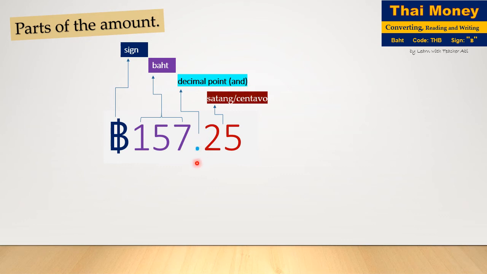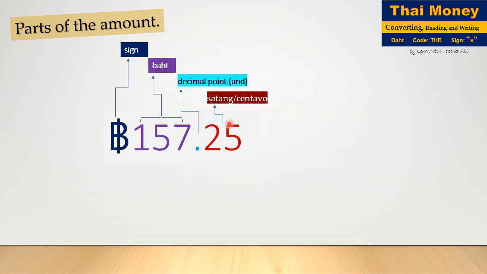All right, so after the decimal point, we have satang, or in English, it's called centavo. But in Thai money, we call it satang. If you notice here, the decimal point is between the baht and satang. So don't forget the value of baht, and then the decimal point, and then satang.